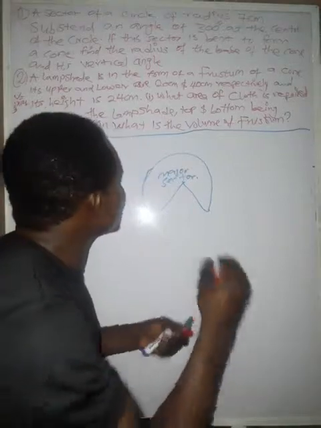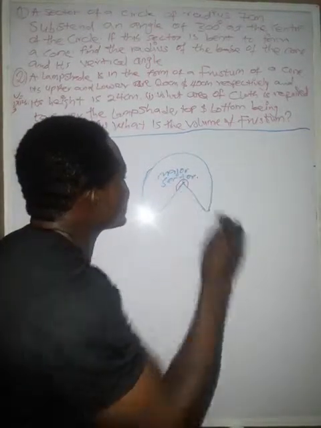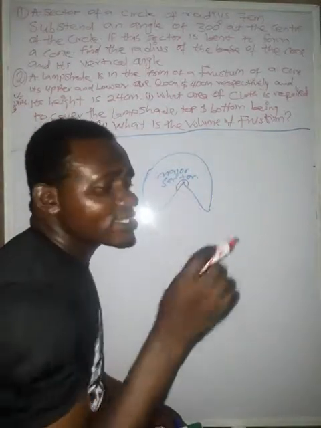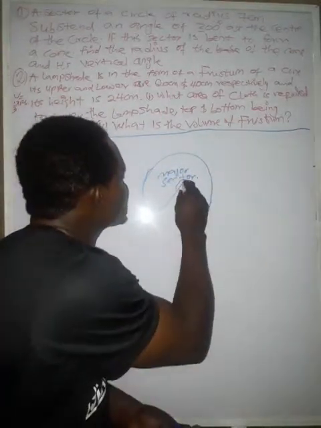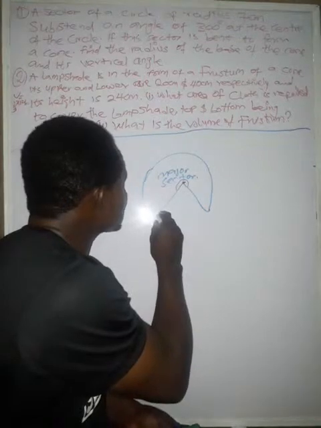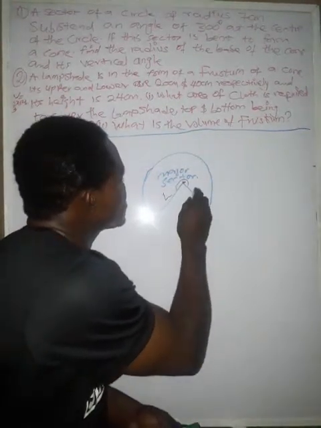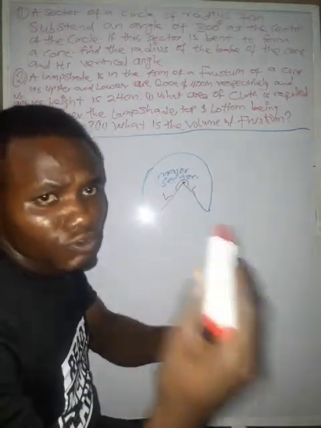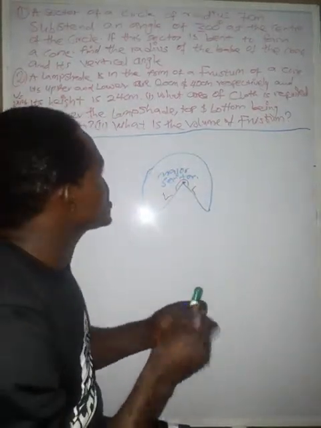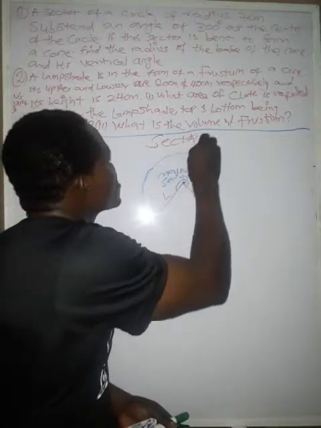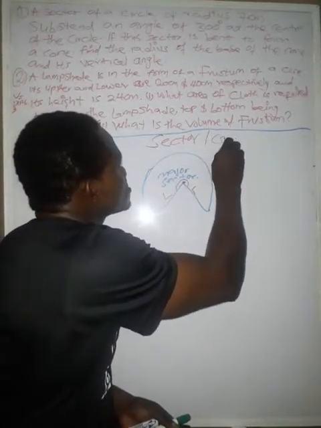Now, if this sector subtends an angle, don't forget what I'm going to be doing now. I said that from the center of a circle to any part of the circle is the radius. But let me just name it as L, because I want to show you something. I want to connect the sector and the cone.